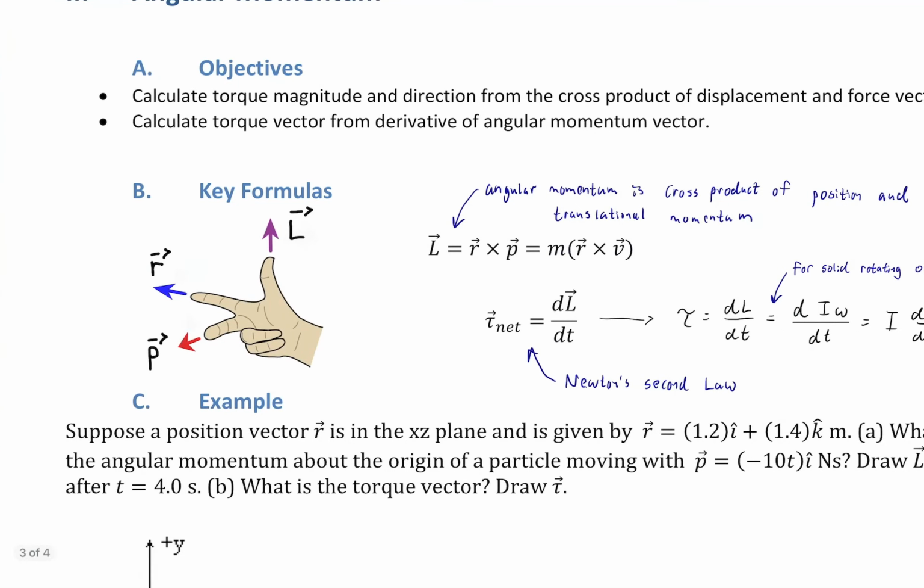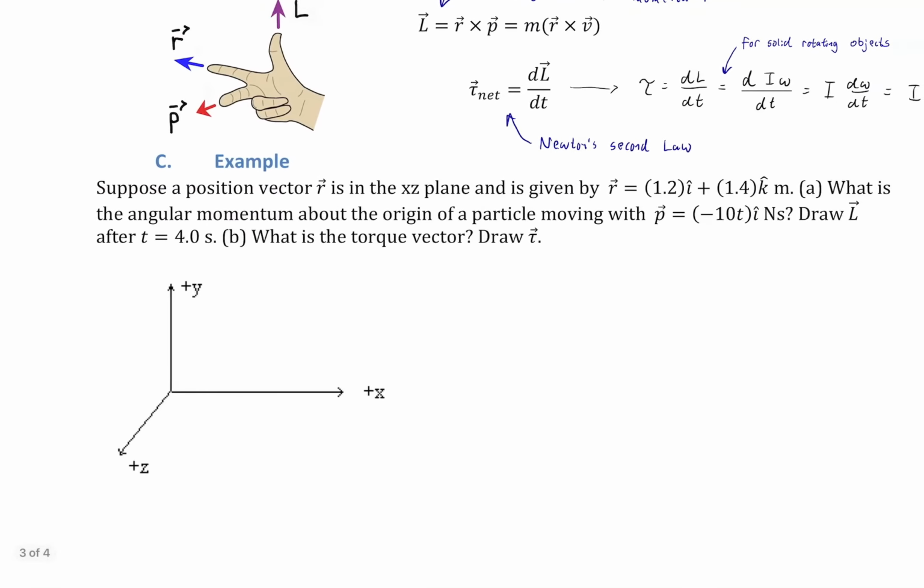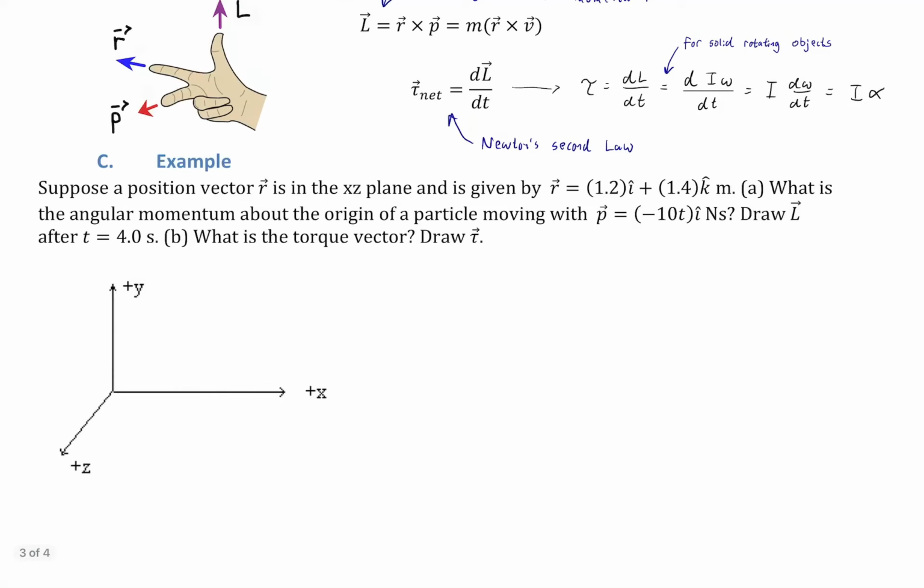But back to the idea of the cross product. Since angular momentum is the cross product between the displacement vector and the translational momentum vector, we have R cross P equals L. So I'd hold my index finger for R, my middle finger for P, and then my thumb points in the direction of L. That'll always reassure you on the direction that L should point. I have a similar example here to the one we saw for torque, but this time the focus is angular momentum.